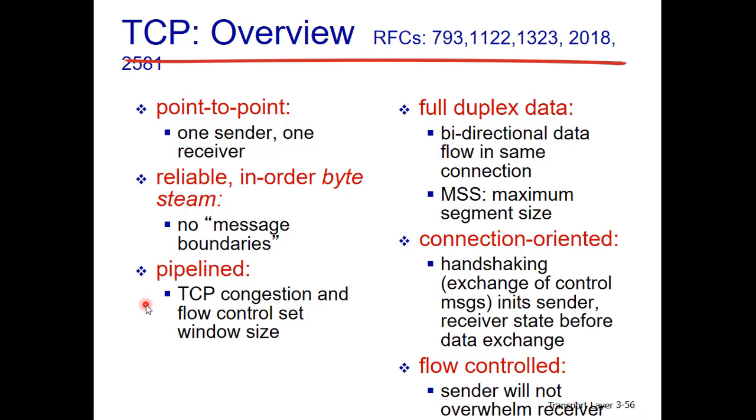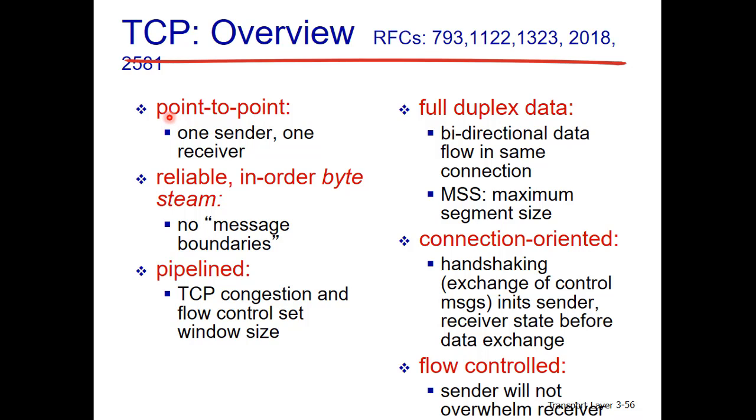So TCP, you will find the details of TCP in these RFCs: RFC 793, 1122, 1323, 2018, 2581. You can find a lot of details of how the TCP protocol works and its other details in those RFCs. So in order to summarize all those things, let's talk about TCP.